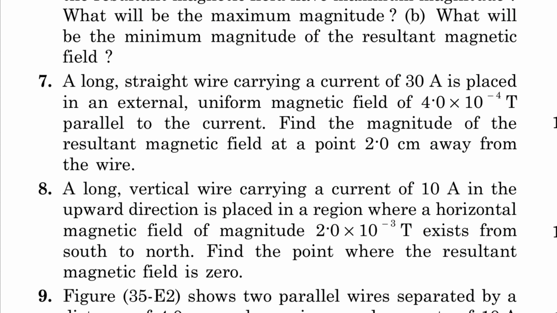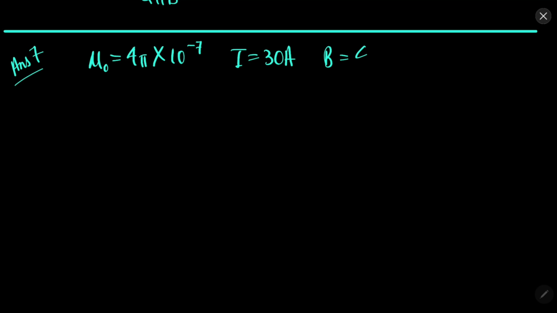In question 7, we have a long straight wire carrying a current of 30 ampere placed in an external and uniform magnetic field. Find the magnitude of the resultant magnetic field at a point 2 cm away from the wire. So this is the seventh one. Mu naught, we all know, is 4 pi into 10 to the power minus 7. Current is 30 ampere. B is 4 into 10 to the power minus 4 Tesla, parallel to current.